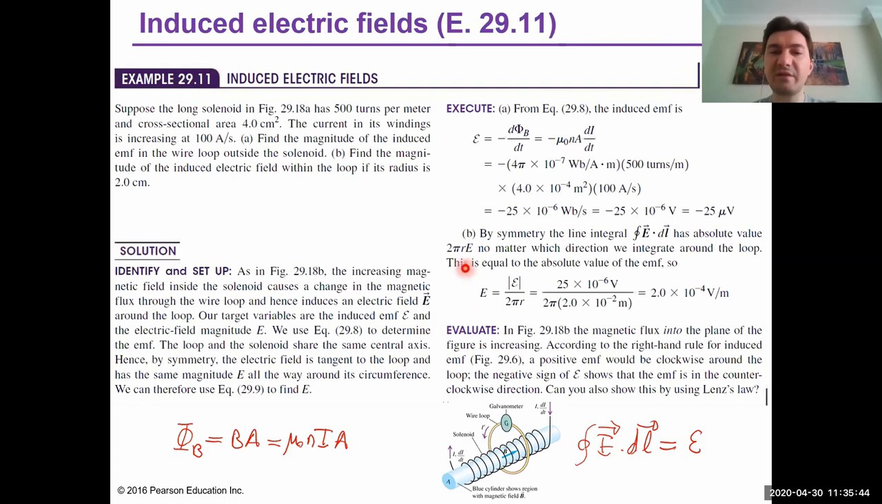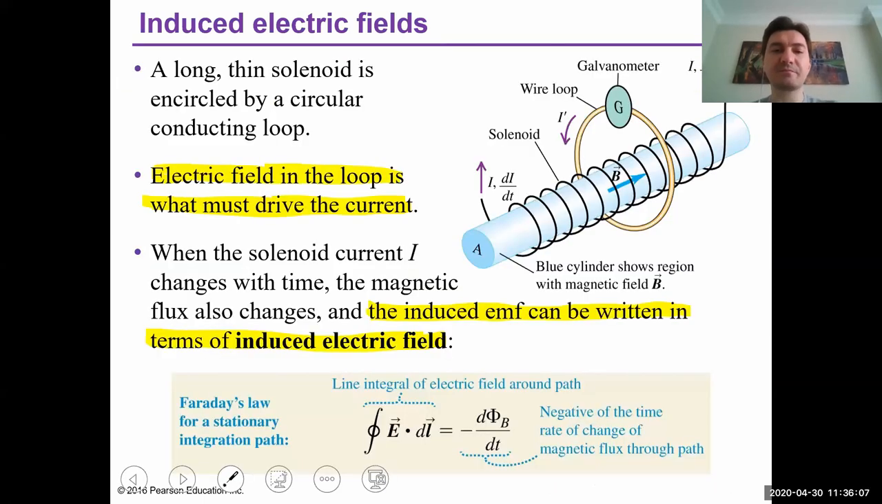So this induced electric field is given by 25 microvolt over 2 pi r, the radius of that circular loop. Put it there, then finally we can find the electric field in volt per meter. Okay, this is the calculation of induced electric field by using that expression.